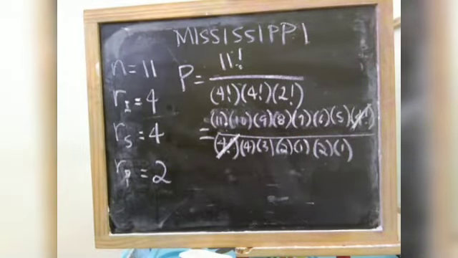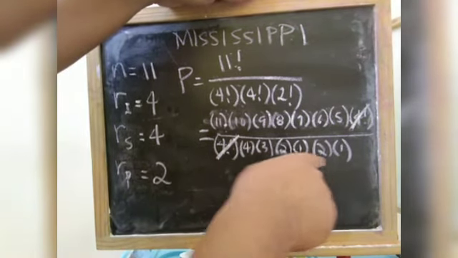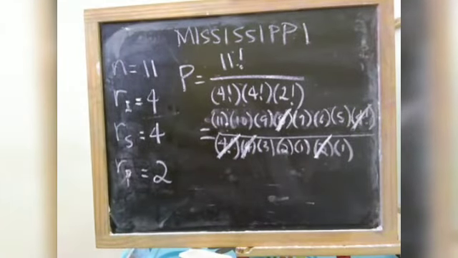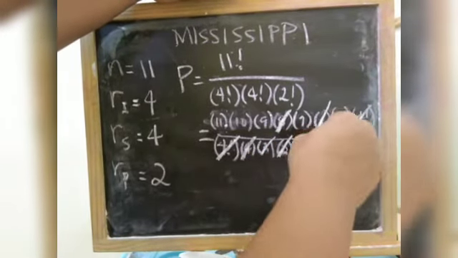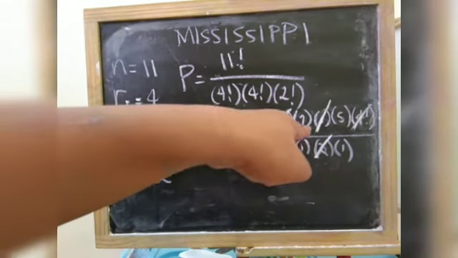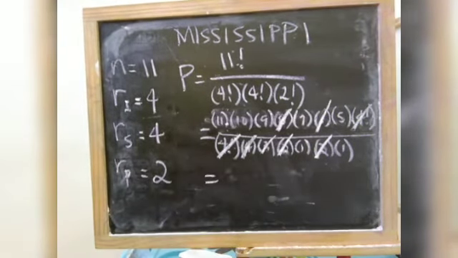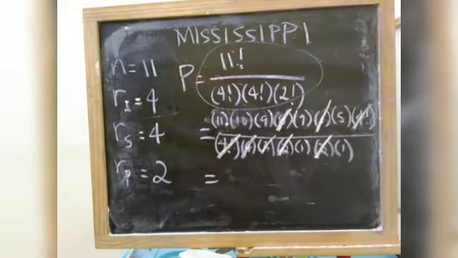Sino ba ang pwede makancel dito? 4 times 2 is 8. Tama ba ako? 4 times 2 is 8. So, pwede ko i-cancel ito at saka ito. 3 times 2 is 6. Pwede ko na i-cancel yan. Edi wala nang natira. So, natira na lang 11, 10, 9, 7, at saka 5. Tapos yun na lang i-multiply mo. Or kung meron kayong scientific calculator, i-enter ninyo ito sa calculator, pagka equal sign, may lalabas agad na sagot.